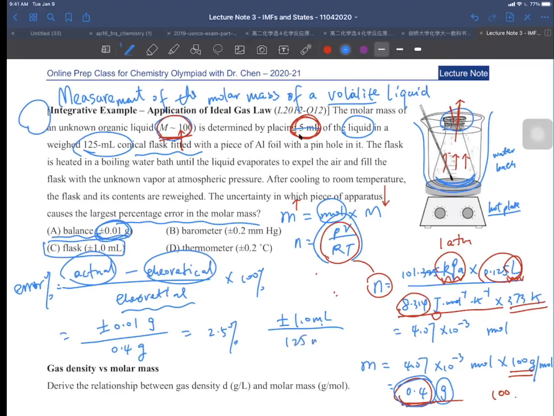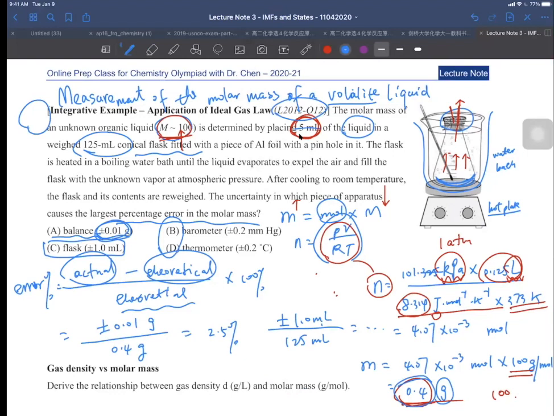Yeah, so you can calculate the results by yourself. And then you can do something similar for B and D, and you should figure out which one has the largest percentage error. This question is pretty hard. This is one of the most difficult questions I have ever seen in the local exam, at least for the descriptive and the laboratory parts.